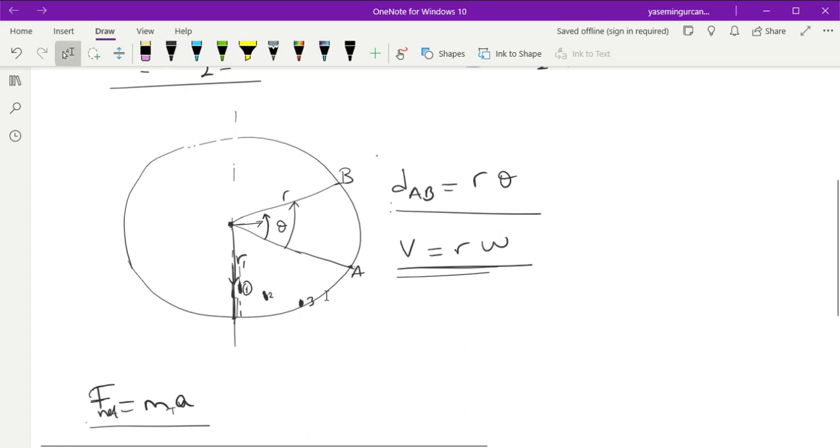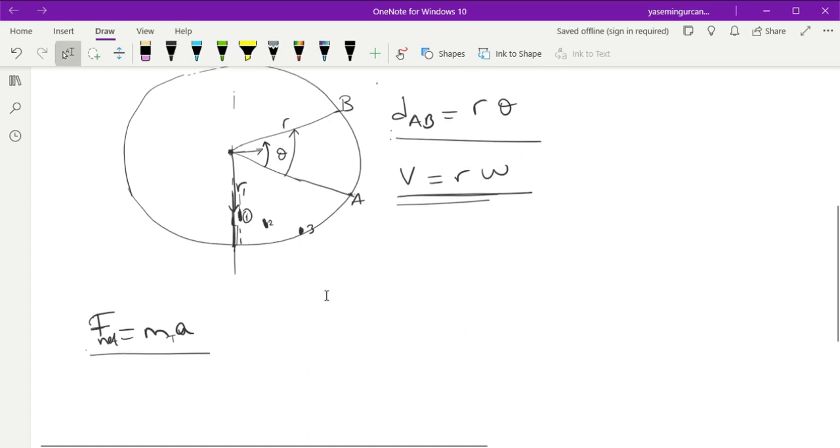So there is one more thing that I want to talk about when it comes to linear corresponding to rotational, and that is Newton's second law. You know that total F is equal to ma. Newton's second law in the linear sense is written like this: net force is equal to the total mass times the acceleration of that system.